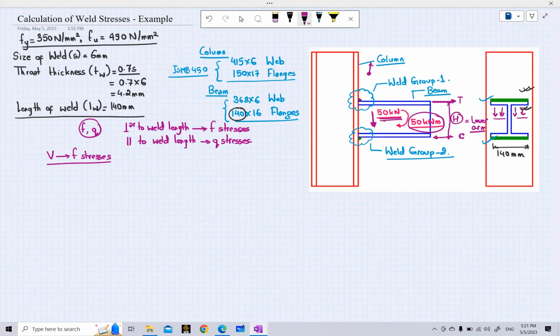So resolving this moment into tension and compression forces, we can see that the tension forces will create stresses in the same direction. And again, this direction will be perpendicular to the length of the weld, because the length of the weld is perpendicular to the plane of the screen, and the tension forces are creating stresses in this direction. So both moment and the shear forces in this case are creating F stresses.